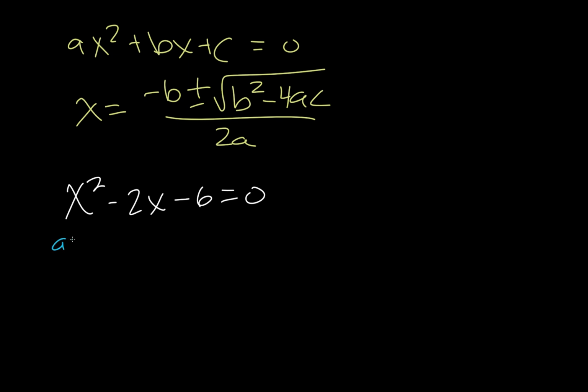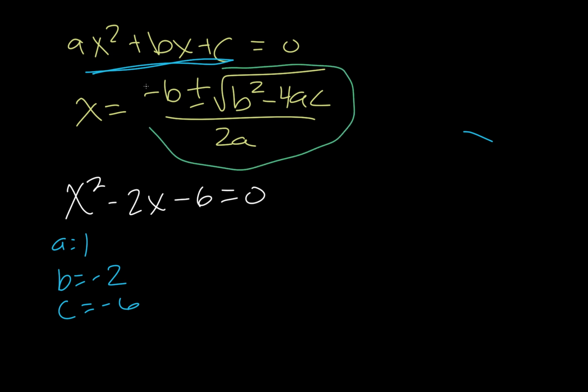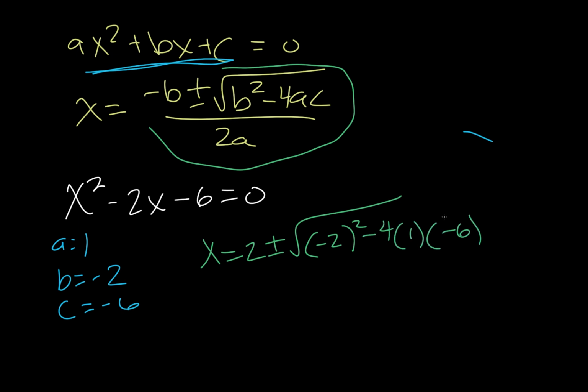The first thing you want to do is write down your A, your B, and your C, once again just from this equation. Now we're going to plug it in here. So we have x equals opposite of b. Since it's -2, I'm just going to do +2. And then we get -2 squared minus 4ac, and then that's all over 2a.